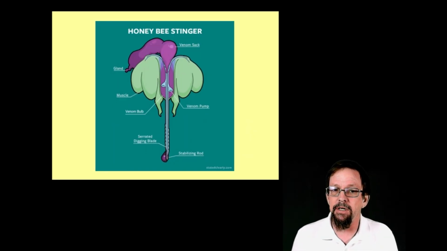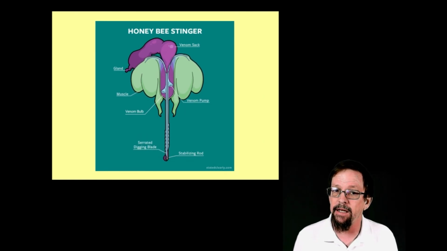And now we see the actual function of a honeybee stinger as the 2 serrated barbs bury themselves into the skin and autonomously inject the venom. Fun.